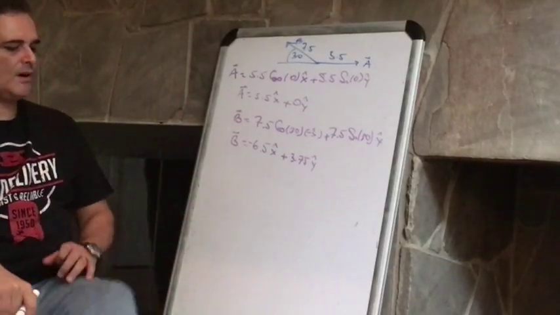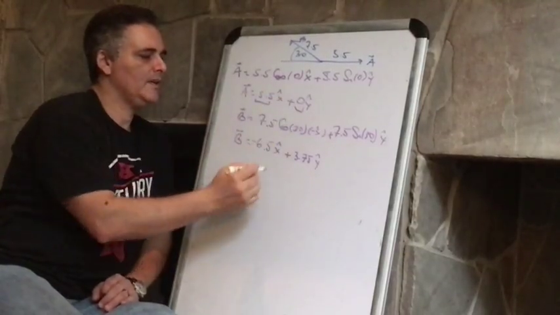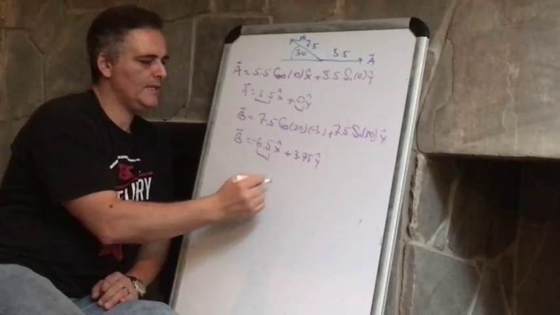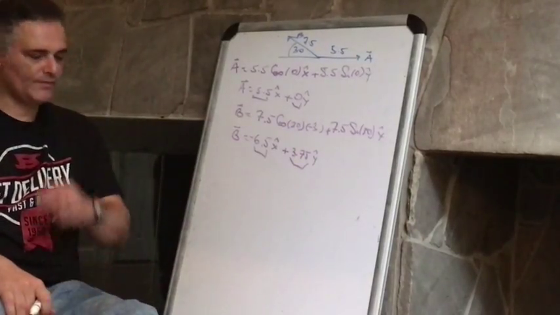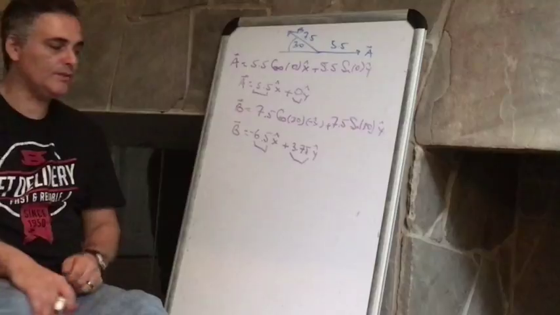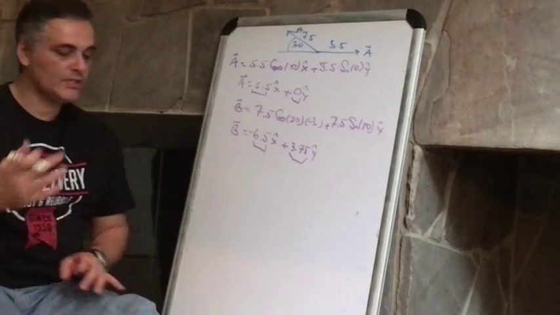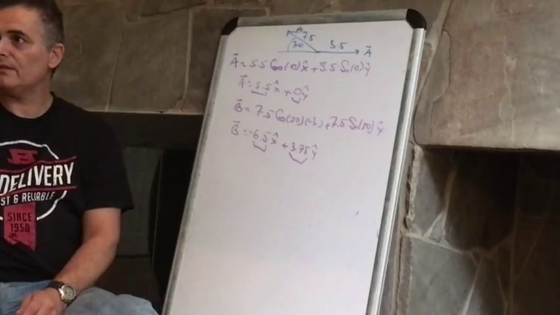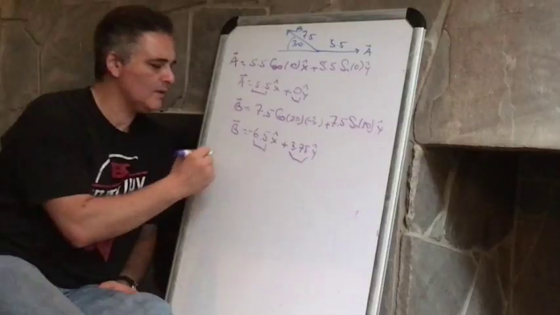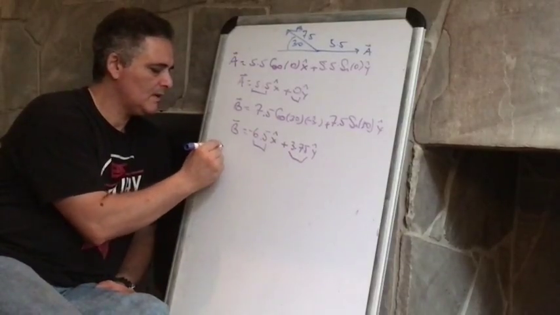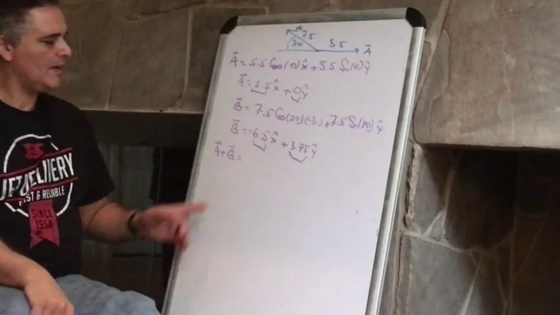Okay, so this is the x part of A. This is the y part of A. This is the x part of B, and the y part of B. Then it asks for the addition of the two vectors, right? The sum of the two. So it's not asking for the individuals. Okay, so A plus B.